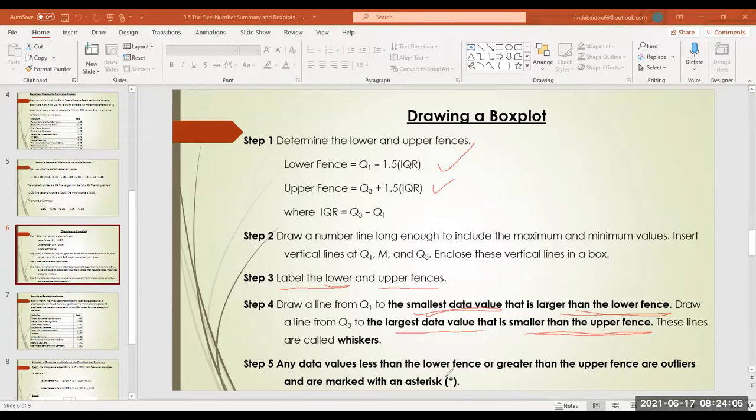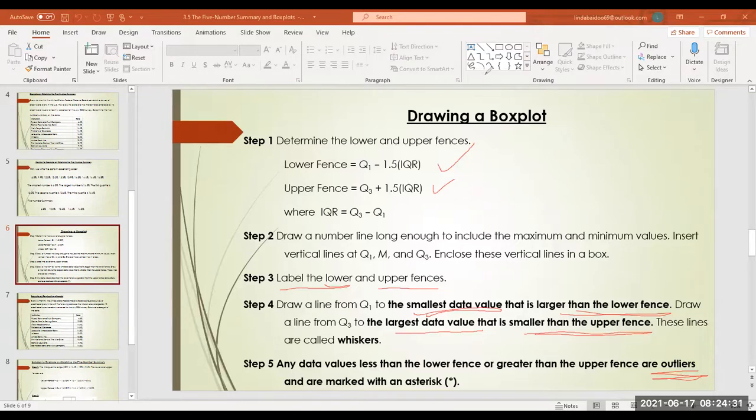Then any data values that we think are less than the lower fence, or any data value that we think are greater than the upper fence, are called outliers. We did outliers in 3.4 yesterday. So whatever you got from here, if there is any data value that is smaller than this, that is going to be considered an outlier. If there is any data value that is larger than this, that is also an outlier.